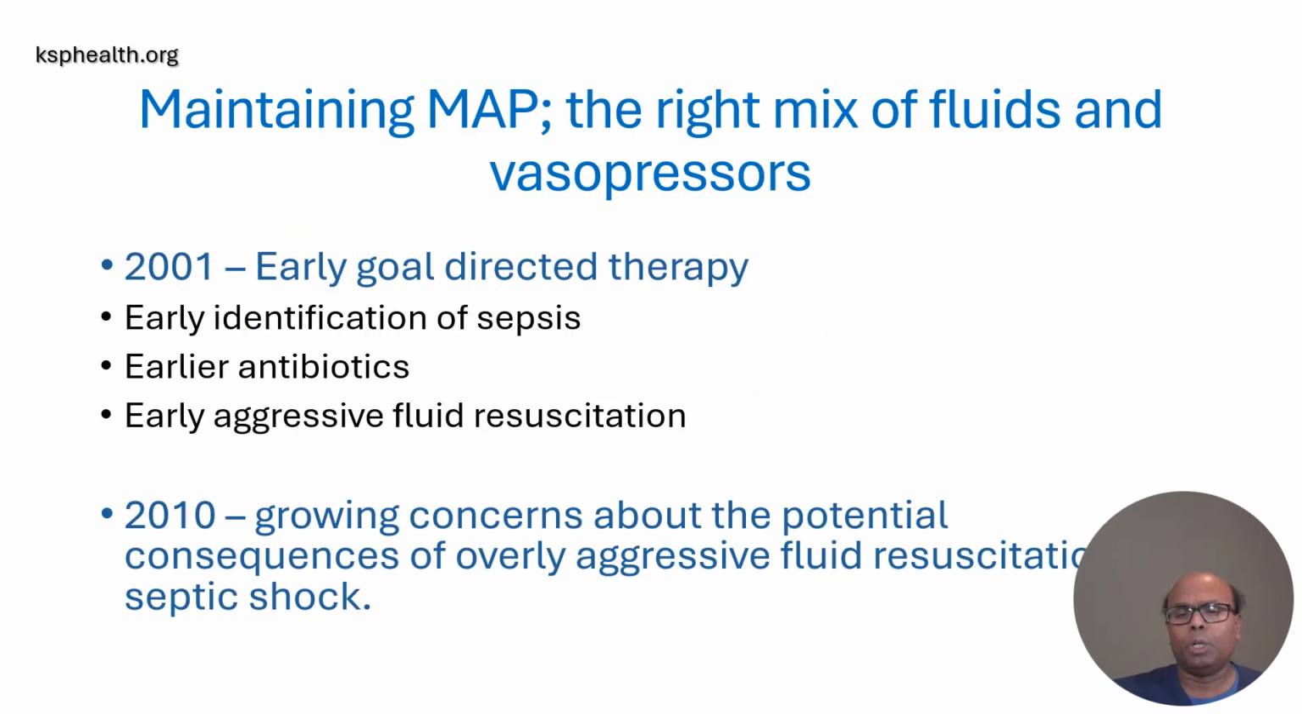They maintain mean arterial pressure and the right mix of fluids and vasopressors. In 2001, early goal-directed therapy came with an emphasis on early identification of sepsis, starting earlier antibiotics, and early aggressive fluid resuscitation. From 2010 onwards, there are growing concerns about the potential consequences of overly aggressive fluid resuscitation in septic shock.